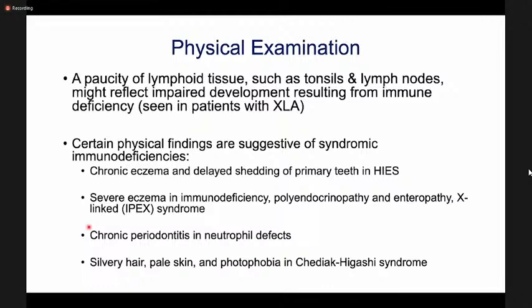Things like partial albinism, like silvery hair in Chediak-Higashi syndrome. I think there's also a condition called Griscelli syndrome. There was one patient who was diagnosed in Aga Khan with that, who also had partial albinism.